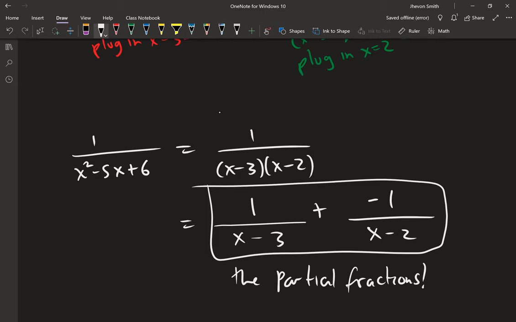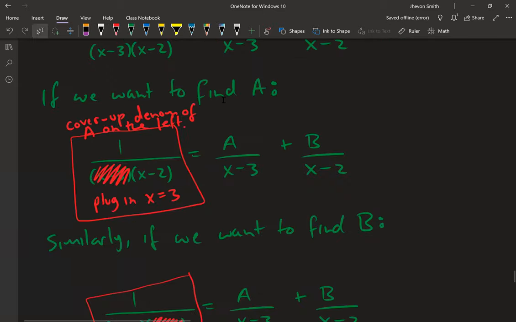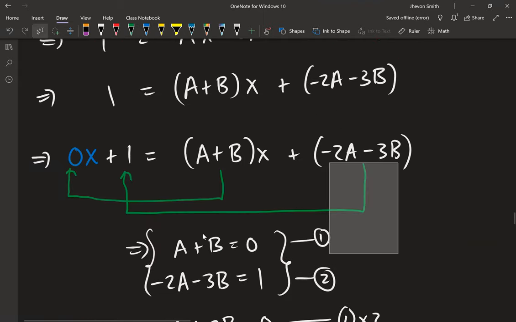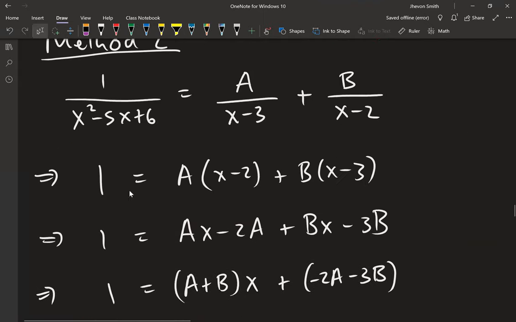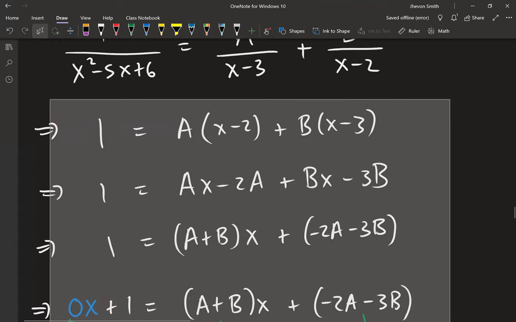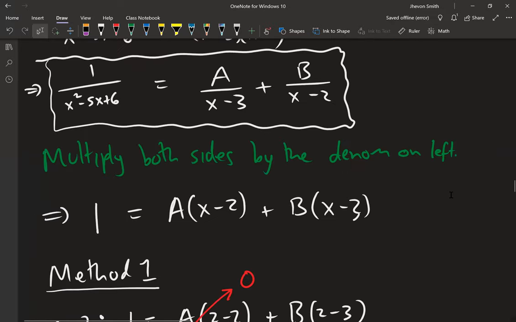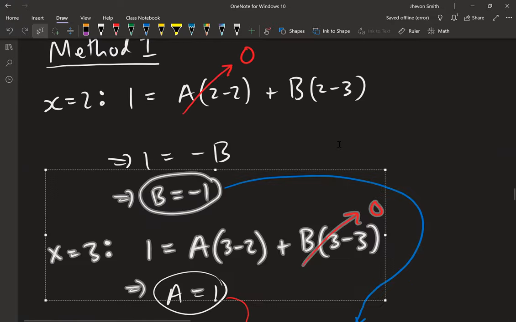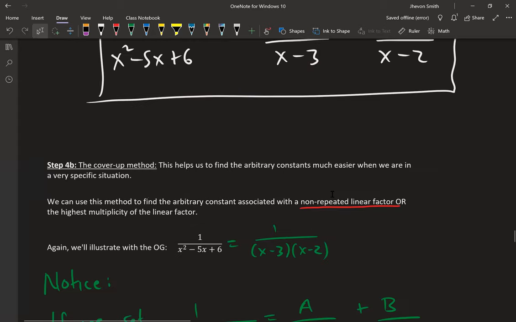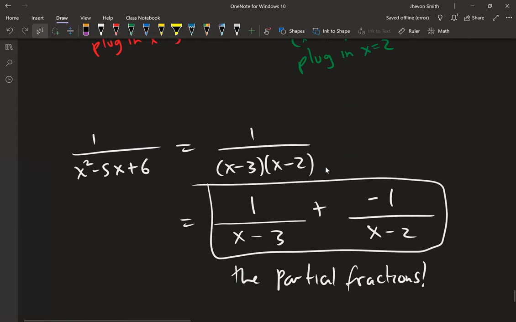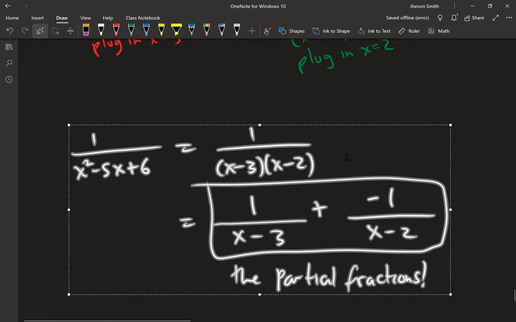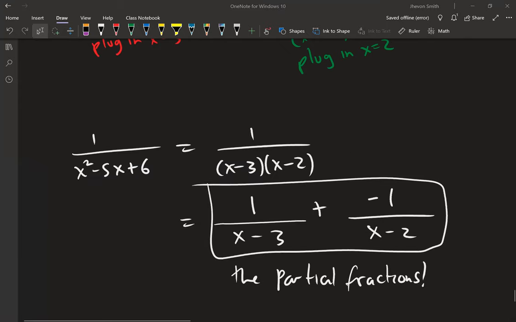You can literally do it in your head. Now remember, last class, I went through an entire method where you can expand everything and equate coefficients. You could also plug in convenient values for x and then solve. But the cover-up method is a whole other thing where you can literally, in one line in your head, find the coefficients. Speaking of, when you got 1 over x minus 3 plus negative 1 over x minus 2, you used the cover-up method.